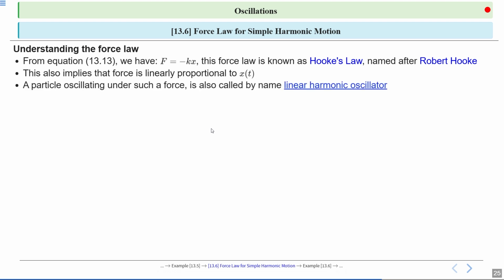A particle that moves under this kind of force is called a linear harmonic oscillator. The word linear comes from the fact that the force depends on x, not on higher powers like x squared or x cubed. Harmonic means the motion repeats in a regular pattern like a sine wave.